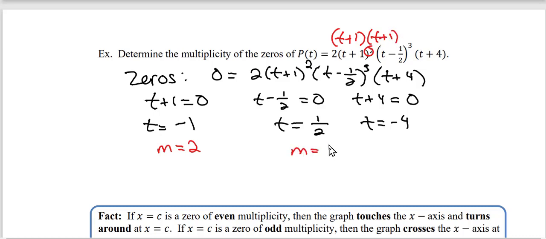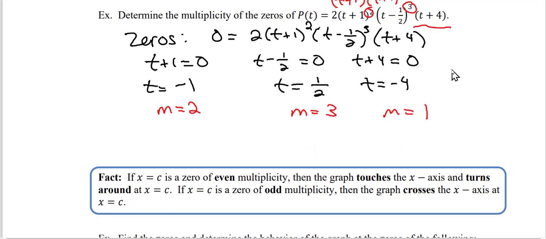T equals 1/2 is going to have multiplicity 2 because of that cube. T equals negative 4 will have multiplicity equal to 1 because that t plus 4 only shows up one time. Okay. Those are our zeros, and that's the multiplicity.